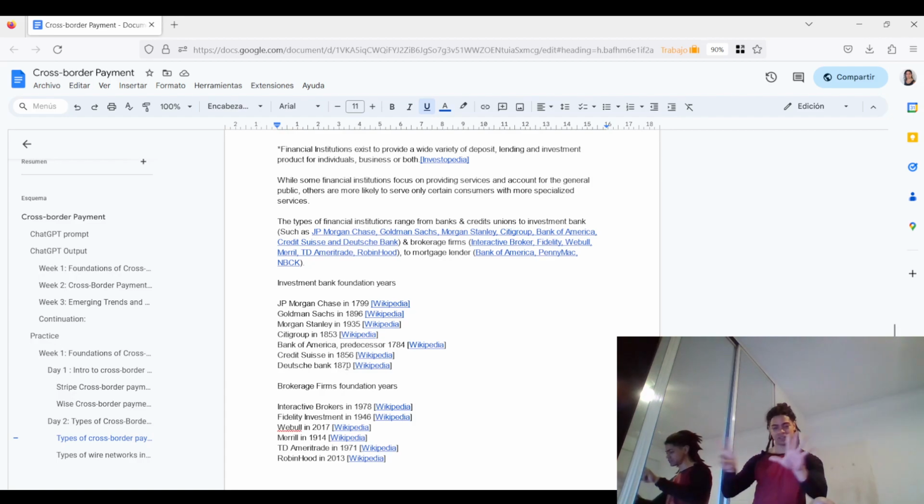So you have these seven investing banks, according to Investopedia. It's important that down the line you remember each one of those names because they are the big players, the MBA players, the financial MBA players. So you have JP Morgan, Goldman Sachs, Morgan Stanley, Citigroup, Bank of America, Credit Suisse, and Deutsche Bank. And you also have brokerage firms, which fall under the umbrella term of financial institution.